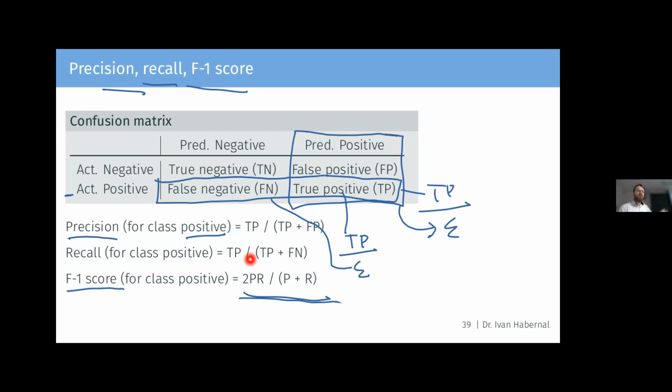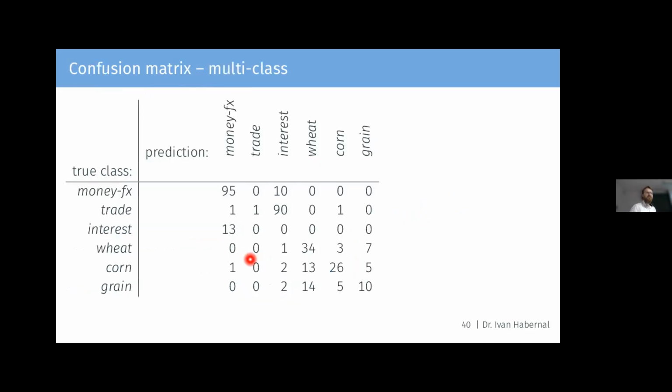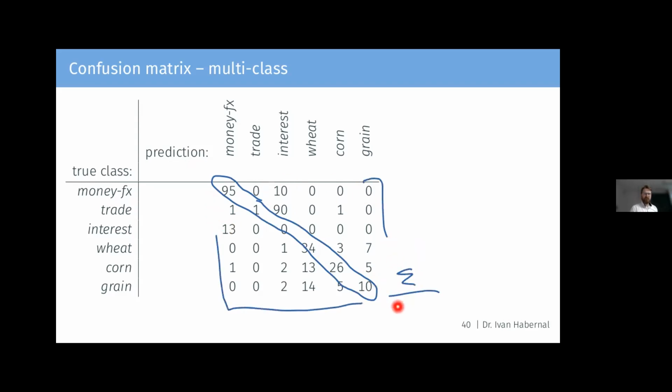Great. So the confusion matrix here is for two classes. But obviously, you might have a multi-class problem. And here, this is taken from the Reuters data set, which is newswire classification into different topics. The confusion matrix is basically the same. You have the true class, and here are the predictions. What's the accuracy of the classifier? It's basically the sum of the diagonal over the sum of all these things, that is, what's right over all the instances in my test data.